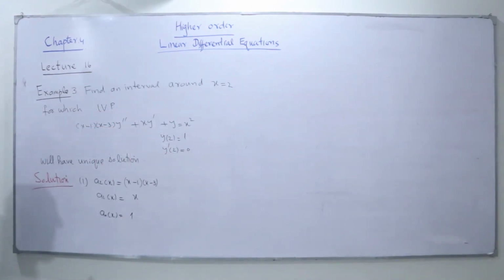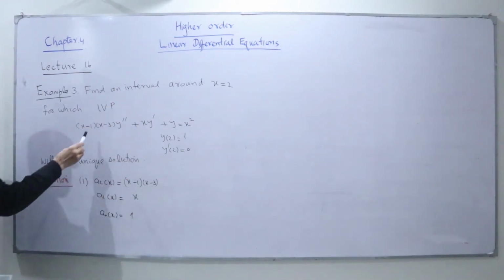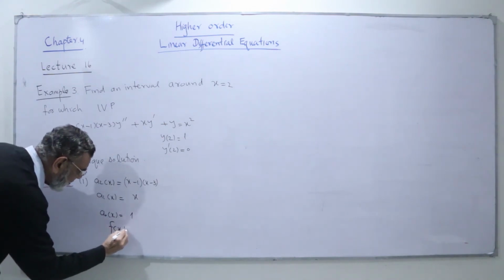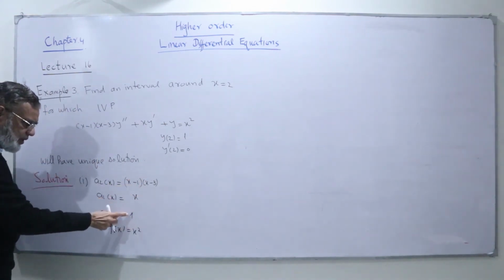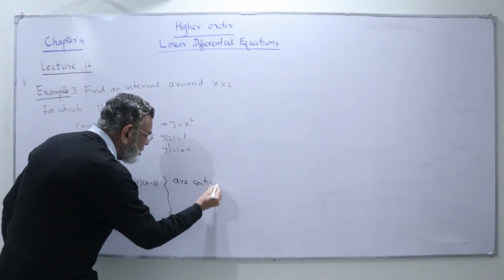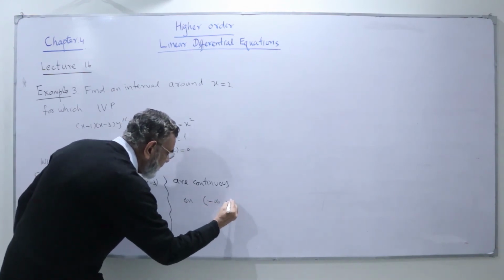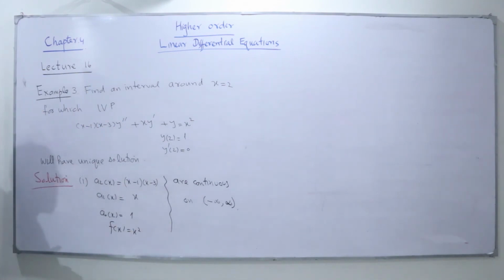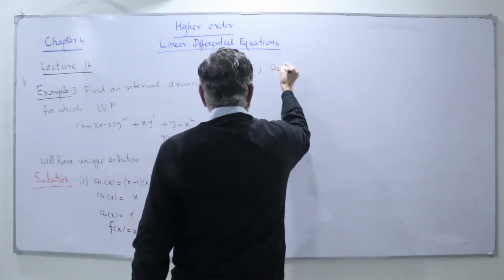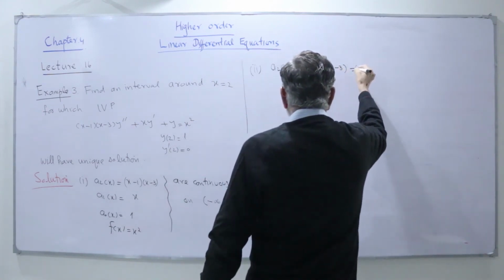We take another example, where we find an interval around x equal to 2 for which the initial value problem will have a unique solution. Again, we take a2 of x, a1 of x, a0 of x, and also f of x, and we will check all of them. These are all polynomial functions, so they are continuous on the interval from minus infinity to plus infinity, the real numbers. This is our condition 1. For condition 2, a2 of x, equal to x minus 1 times x minus 3, must not be equal to 0.